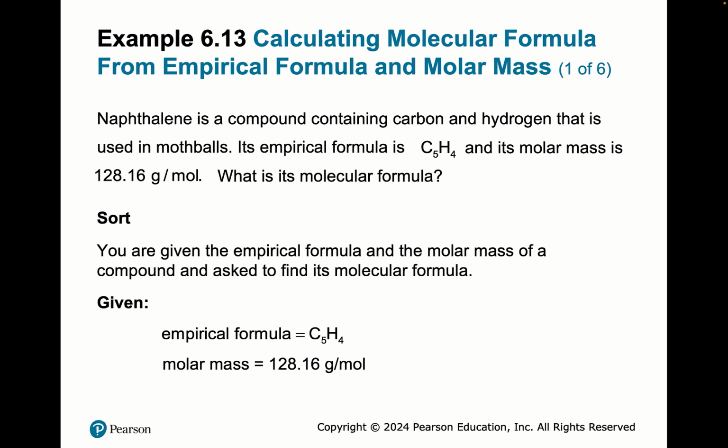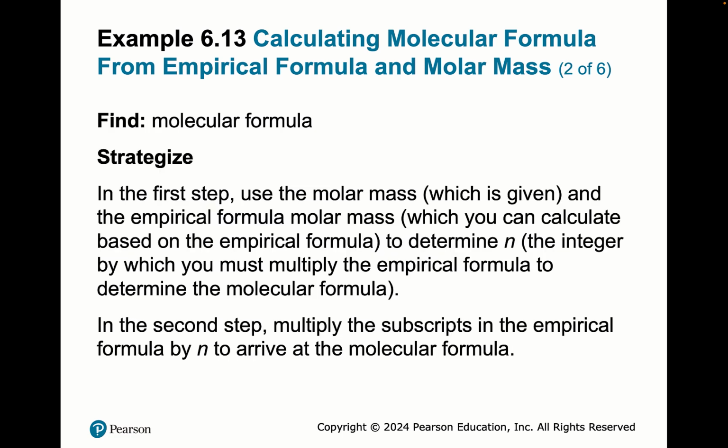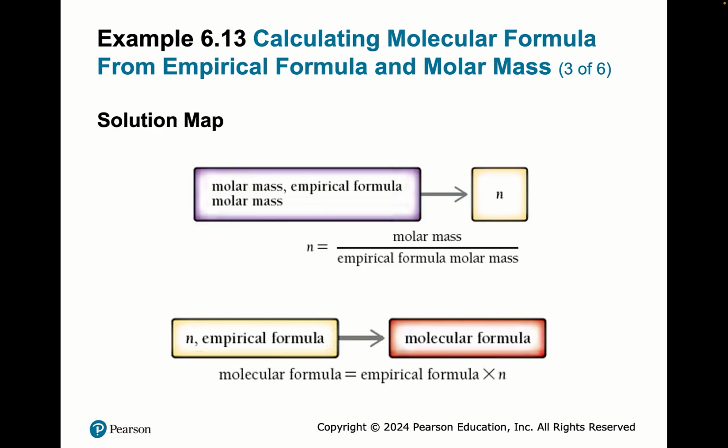So, calculate the molecular formula from the empirical formula and molecular mass. We're given the empirical formula, and its molecular mass is 128.16 grams per mole. What's its molecular formula? The empirical formula is the smallest number of units, so we have to figure out how many units of the empirical formula are in this 128 grams per mole, and then multiply by the proper number to get the molecular formula.